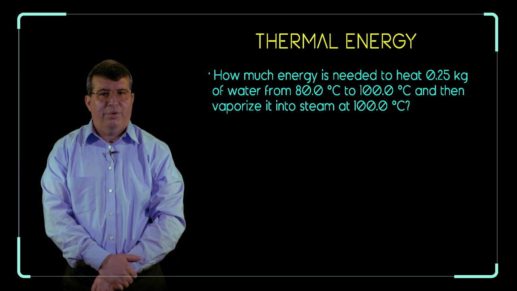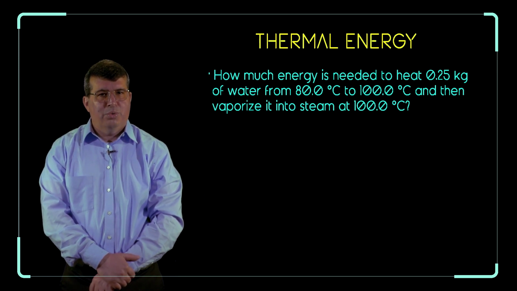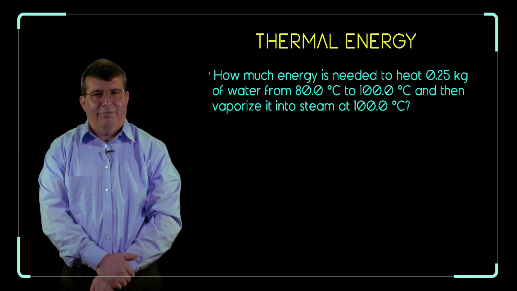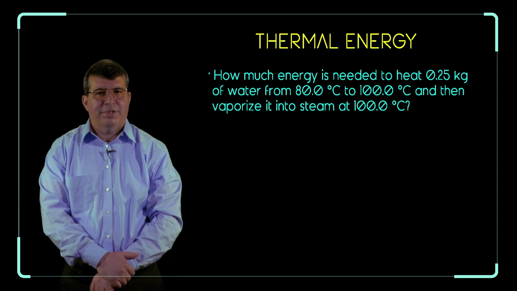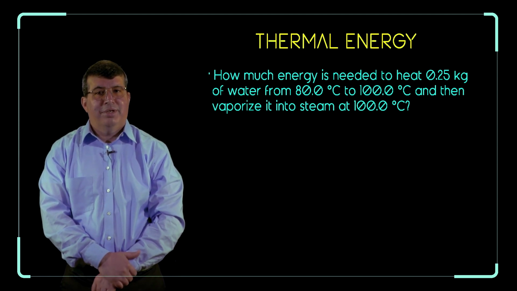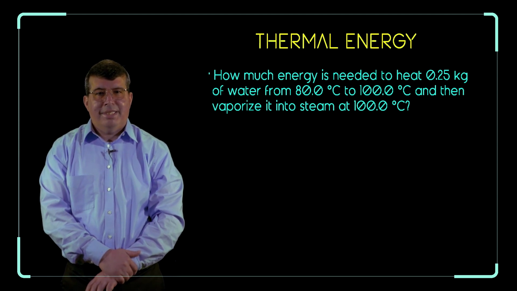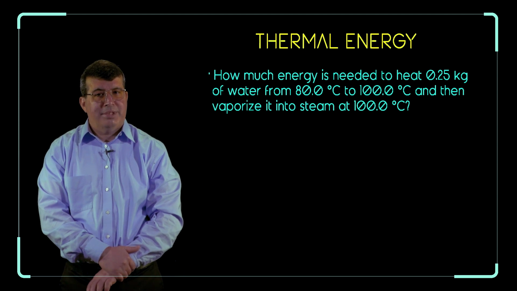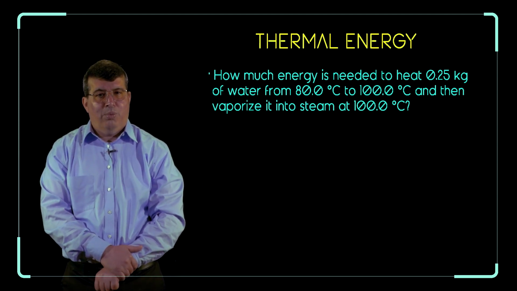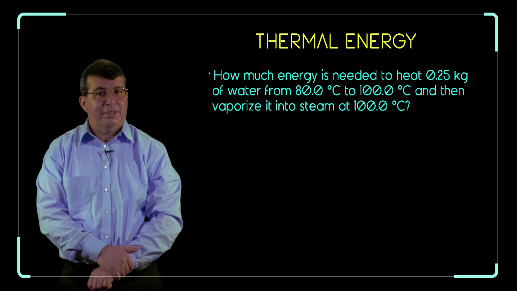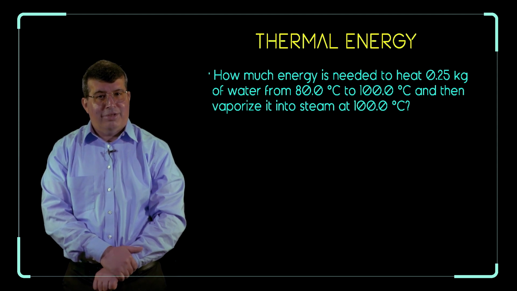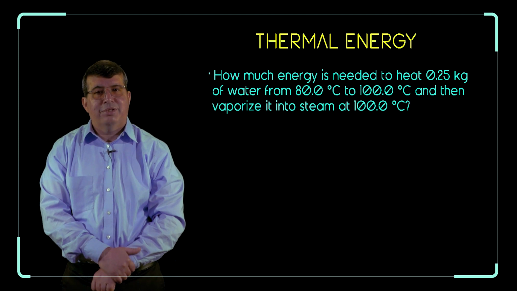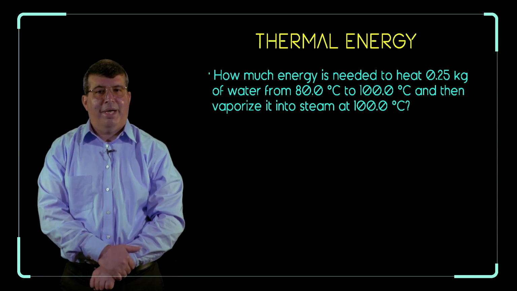Okay, here's another question. How much energy is needed to heat 0.25 kilograms of water from 80 degrees Celsius to 100 degrees Celsius and then vaporize it into steam at 100 degrees Celsius? Okay, so this is a two-part exercise. First, you have to add heat and increase the temperature, and then you add heat and have a phase change. So you will have two terms to add together, one related to the change in temperature and one related to the phase change. So you will have to have the correct specific heat capacity of water for heating and the correct latent heat of vaporization for changing water into steam. So try that, do what you can, and then when you're ready, come back and watch me work it.